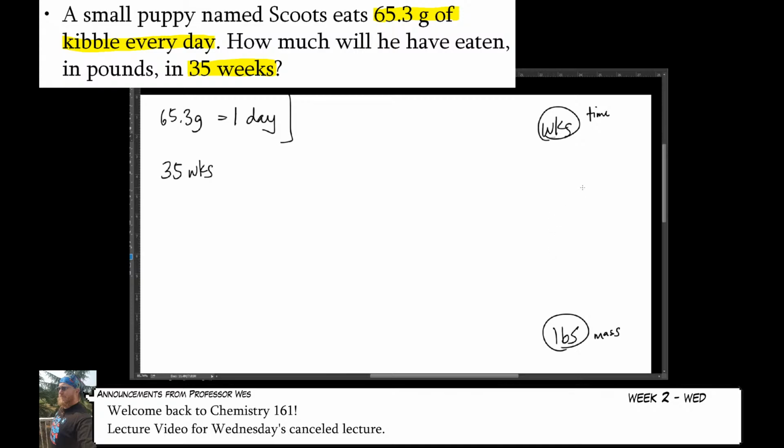Well, sure I can. I know how many days there are in a week, so I could convert weeks to days. And I know how many grams are in a pound because I can look that up on Google. It's like 453 or something, right? And then using this conversion right here, I can convert a number of days into a number of grams. If there were like 17 days, I could figure out how much food he ate in 17 days in grams, right? Just by using that relationship. So let's put that there. Scoots eats 65.3 grams in a day.